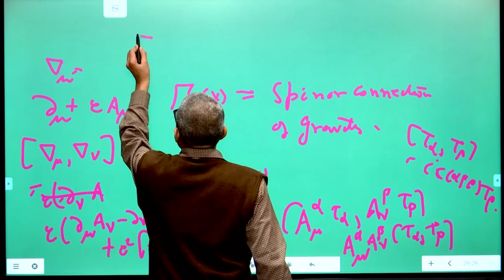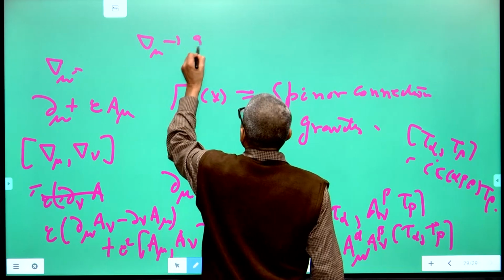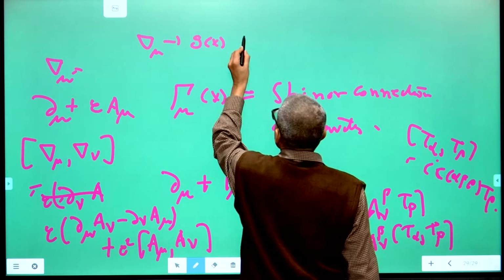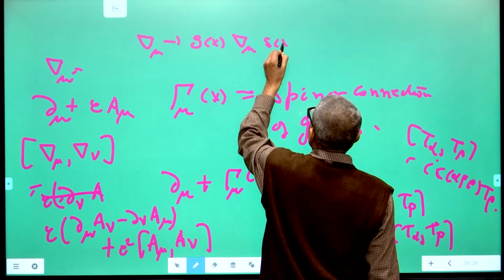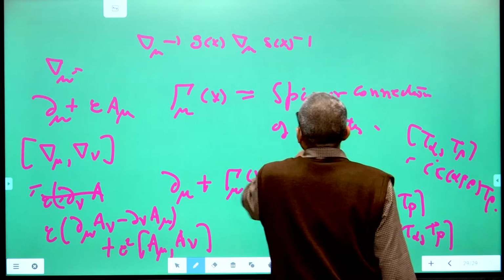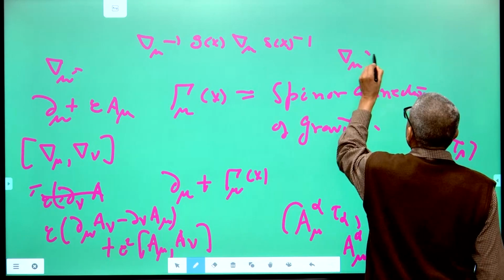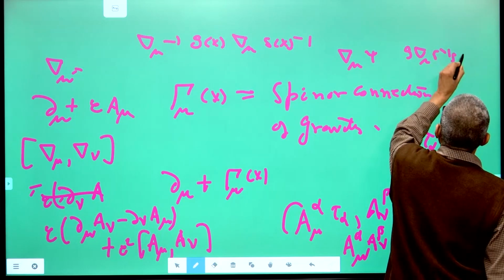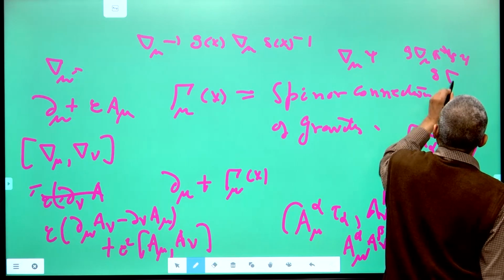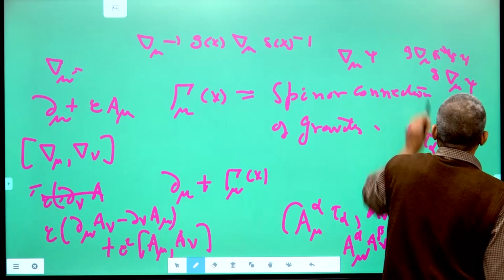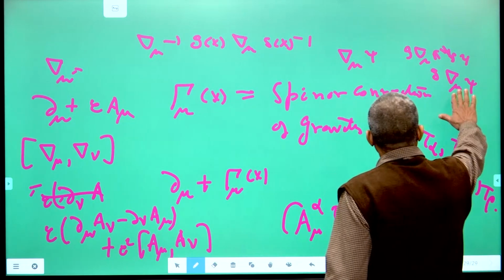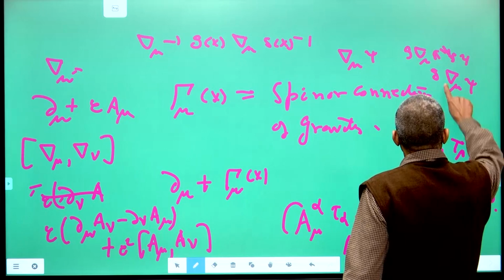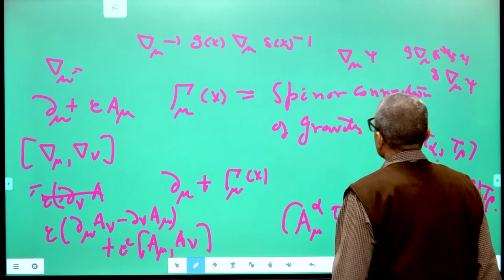And how does ∇_μ transform? Under a local gauge transformation, ∇_μ transforms to G(x) ∇_μ G(x)⁻¹, as we just saw. So if you apply ∇_μ on psi, this will transform to G ∇_μ G⁻¹ G psi. This will cancel out, this will be G ∇_μ psi, which is the correct form you require for getting an invariant Lagrangian, if the Lagrangian, for example, is a quadratic function of ∇_μ psi.